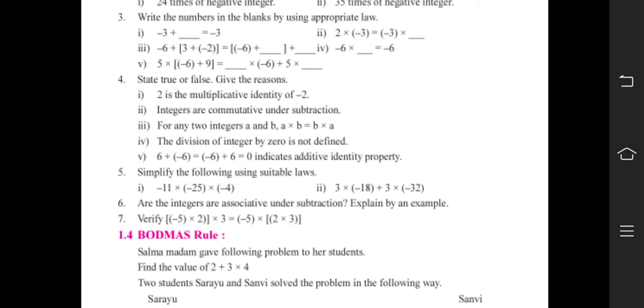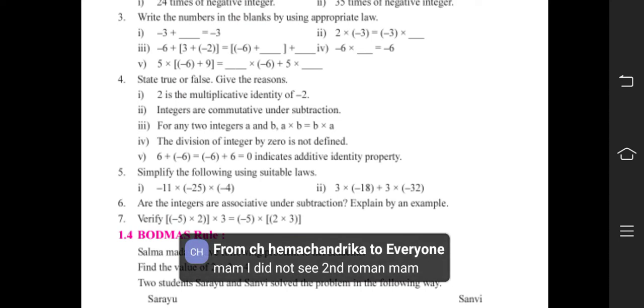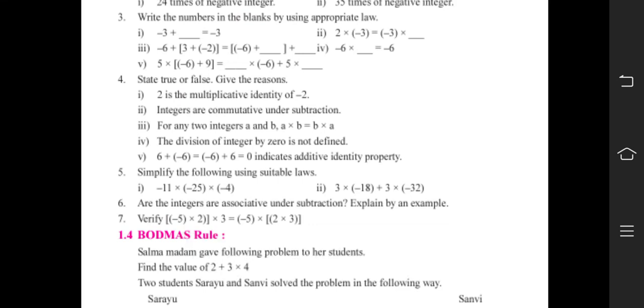Next, third one. For any two integers a and b, a into b is equal to b into a. Is it right, children? Which law is it? Yes, here we interchange the order. So it is the commutative law of multiplication. Is it true or false? Yes, it is true. For any two integers a and b, a into b is equal to b into a. So which property is it? Commutative law of multiplication.